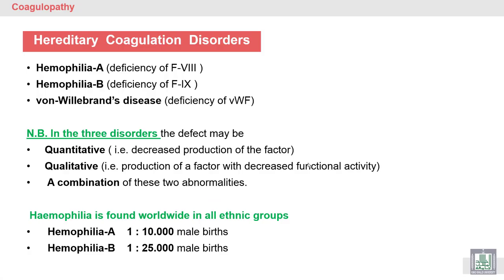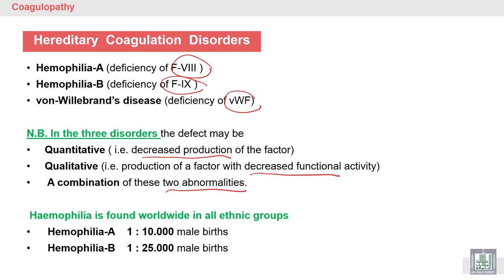Hereditary coagulation disorders include hemophilia A, deficiency of factor 8; hemophilia B, deficiency of factor 9; and von Willebrand disease, deficiency of von Willebrand factor. In these three disorders, the defect may be quantitative, meaning a decrease in the production of the factor, or qualitative, meaning the factor is produced but with decreased functional activity. So qualitative is functional. It may also be a combination of the two abnormalities.